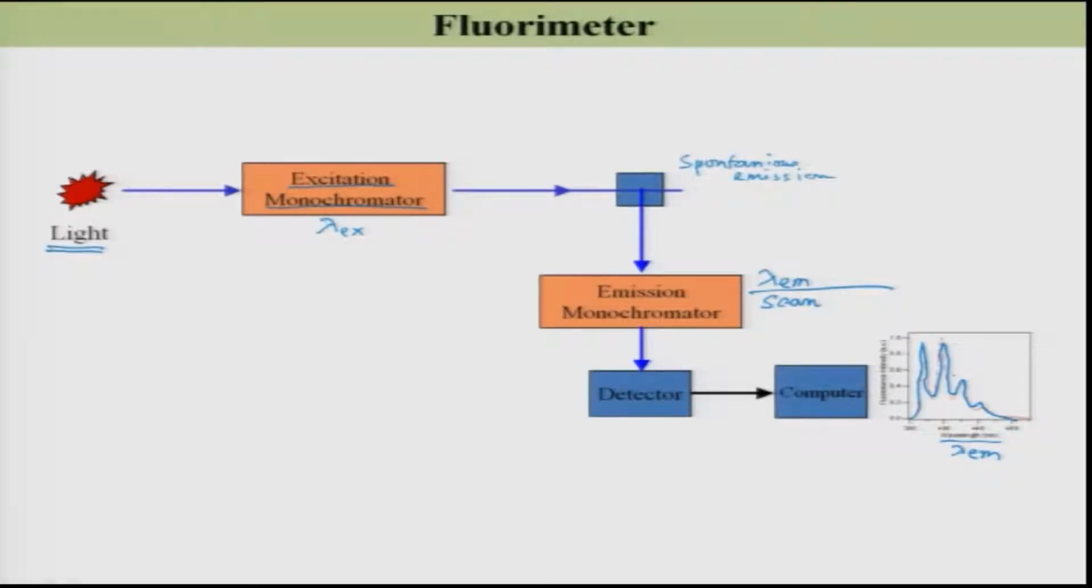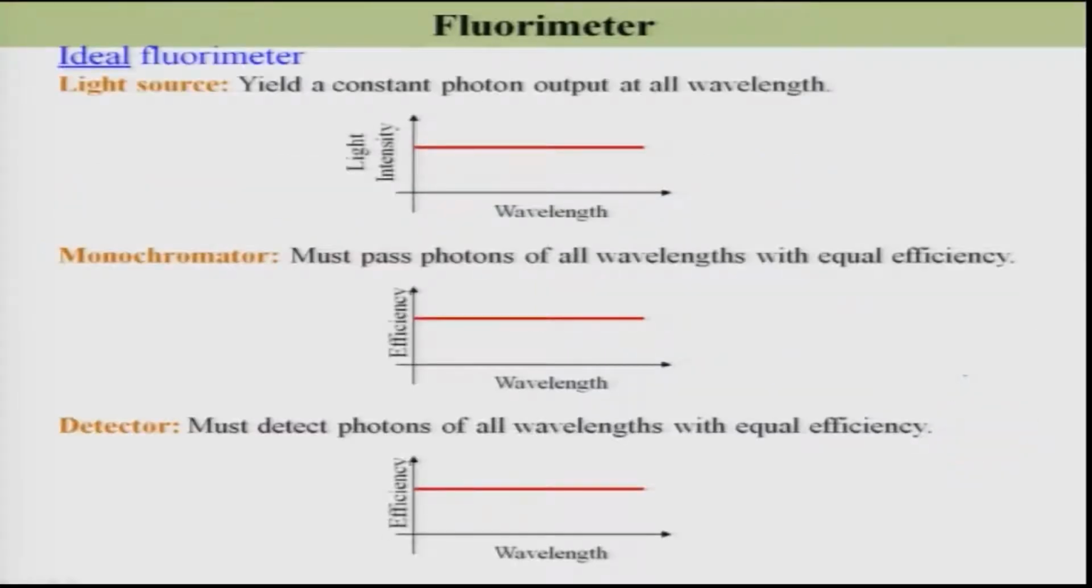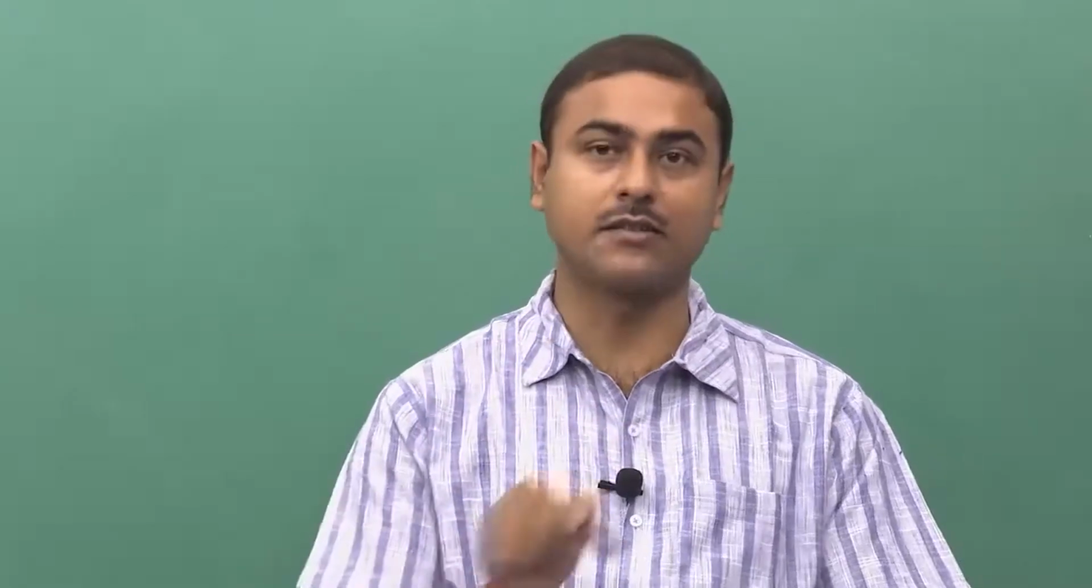What I was discussing is that even if you record this emission spectra with this nice fluorimeter, the emission spectra we record in this case is not the correct emission spectra, and the reason behind it is that the monochromator and the detector are not ideal. What do I mean by ideal? An ideal monochromator must pass photons of all wavelengths with equal efficiency, but in actuality it does not.